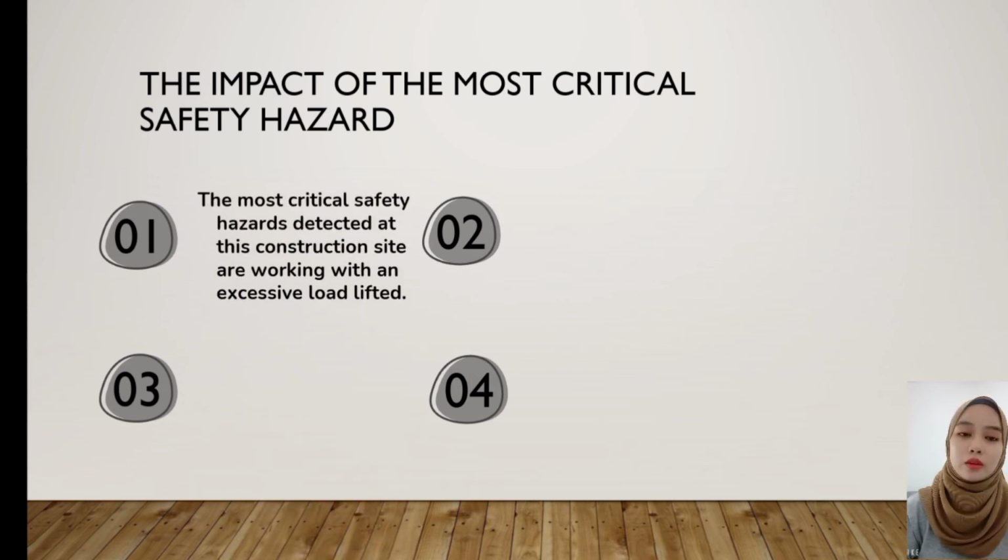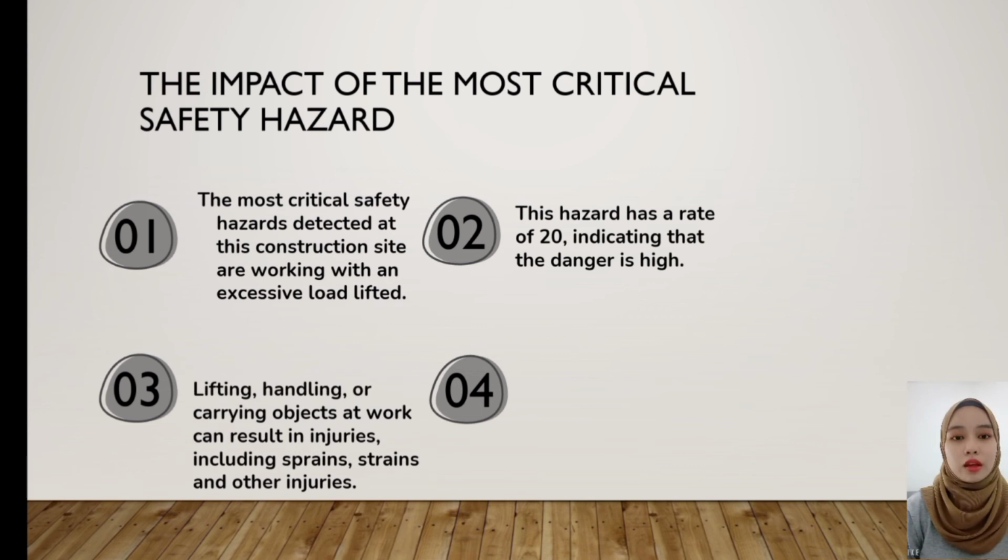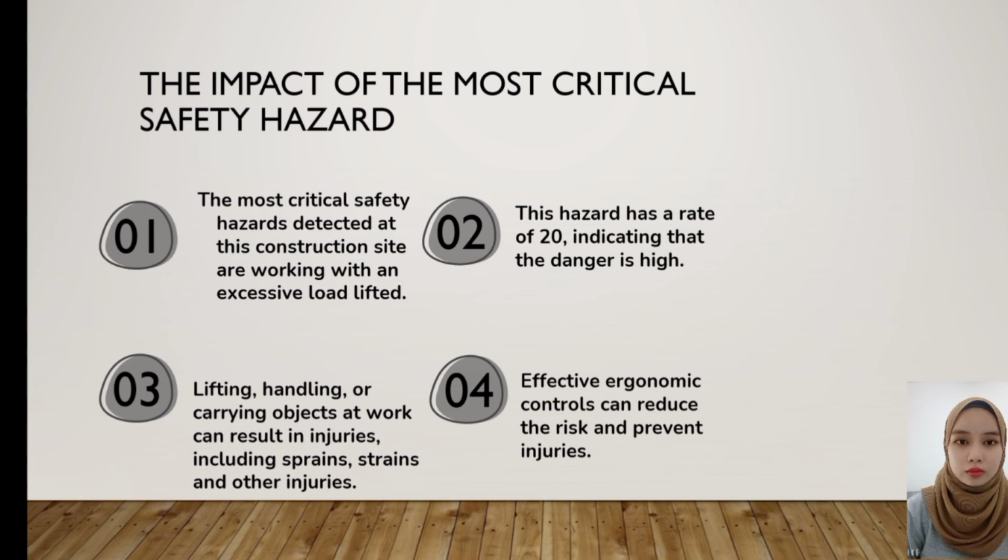The impact of the most critical safety hazard. The most critical safety hazard detected at this construction site is working with an excessive load lifted. The hazard has a rate of 20, indicating that the danger is high. Lifting, handling, or carrying objects at work can result in injuries, including sprain, strain, and other injuries. Effective ergonomic control can reduce the risk and prevent injuries.